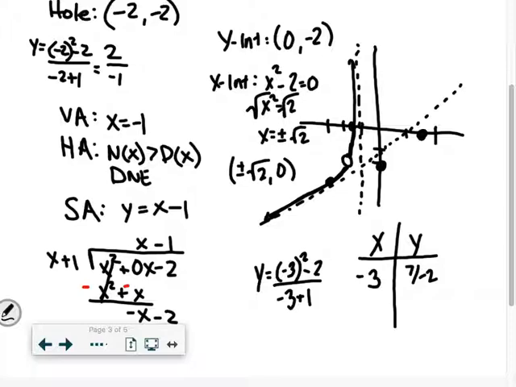And on the other side, if I need an extra point, I can find an extra point, but probably the same thing is going to happen, right? It's going to get closer to my asymptotes. Okay. So then I can sketch what that might look like. There you go.